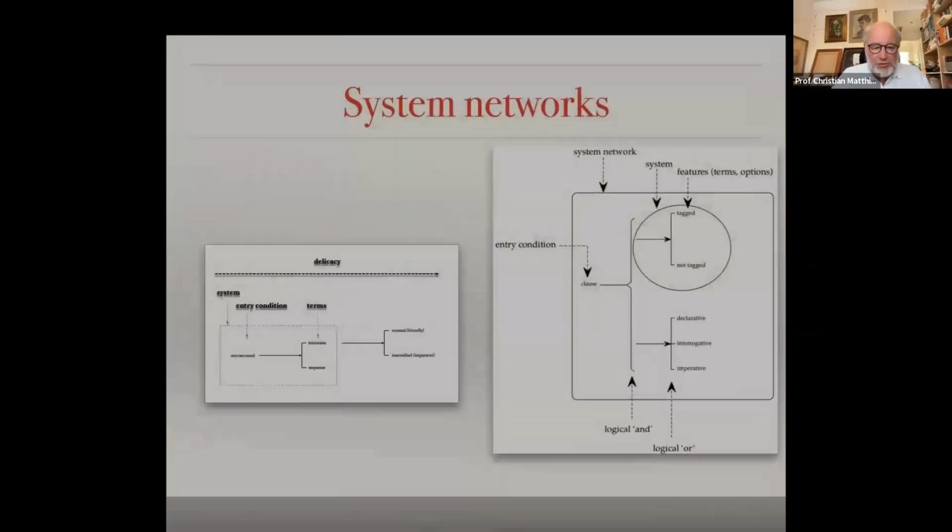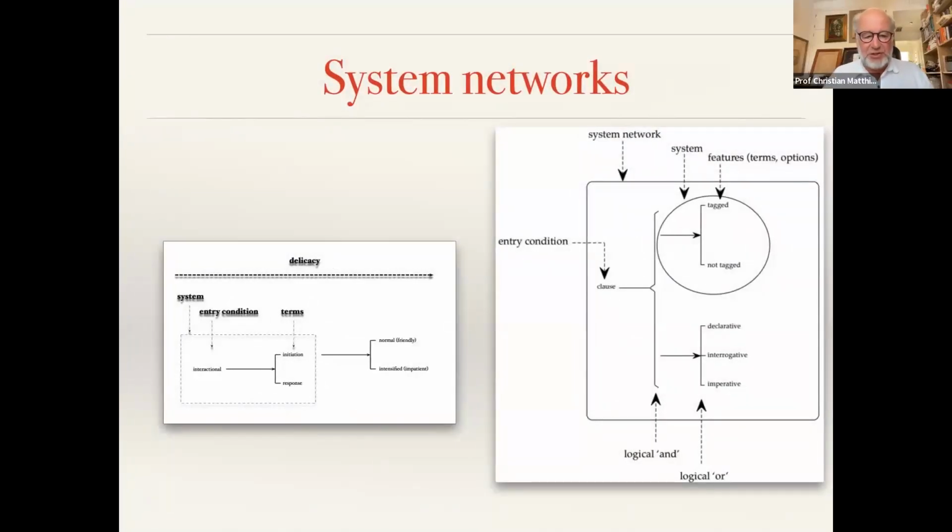So let me introduce the graphic notation for system networks. If you look at the simple display at the left, this actually comes from Halliday's description of early language, what he calls proto-language, before the young child moves into the mother tongue. So you can see that the system network here consists of just 2 systems. The system is defined by the condition under which you make the choice, the so-called entry condition, in this case, interactional. The 2 options to choose among, in this case, are initiation and response.